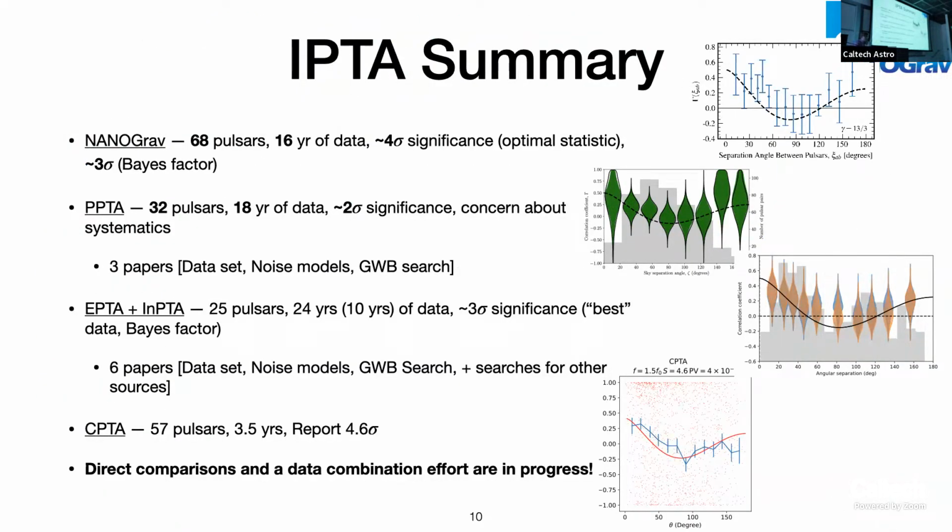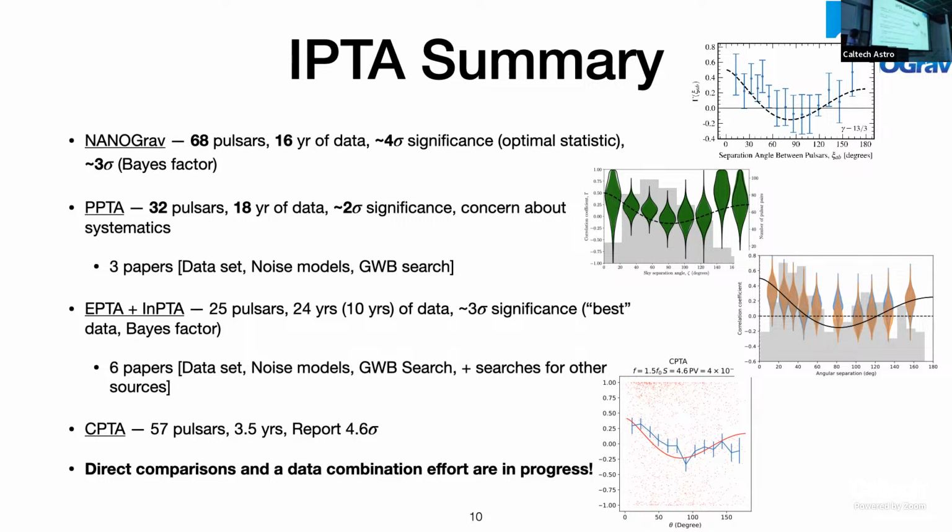The IPTA has several members, and a lot of people have put out papers today, so I want to highlight that work. NANOGrav, as I said, timed 68 pulsars. We have 16 years of data, and we have roughly 4 sigma significance for correlations if you use a frequentist optimal statistic, and roughly 3 sigma significance if you use a fully Bayesian statistic. The Parkes Pulsar Timing Array has timed 32 pulsars for 18 years, and they have roughly 2 sigma significance for correlations. They present some concerns about their systematics as well, but you can see their correlations over here on the right look Hellings and Downs-like.